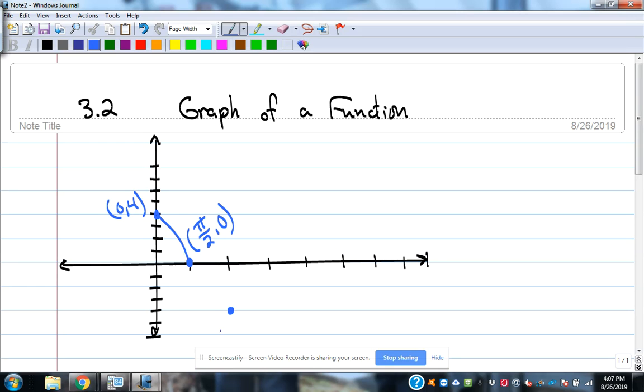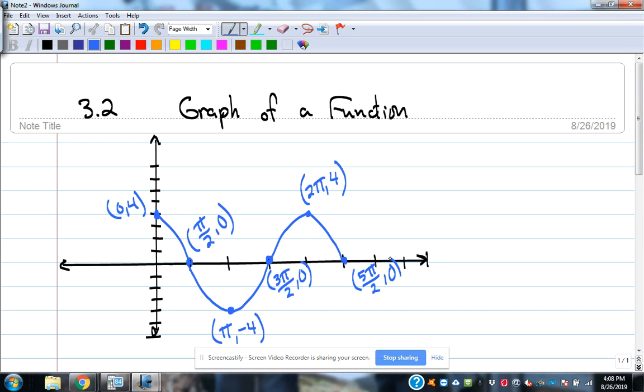All right, so I want to go down to here. Get that dot. That dot is at (pi, -4). We'll draw a little curve to that, and we'll curve back up. And that dot right there is at (3 pi over 2, 0). And I'm going to draw a dot right there, curve back up to there. And that ordered pair is (2 pi, 4). And we'll come back down to right there, and that dot is at (5 pi over 2, 0).